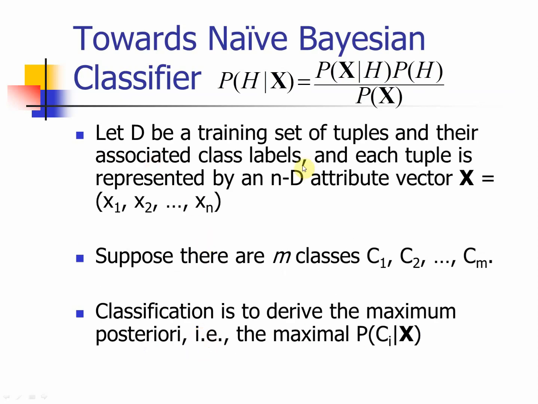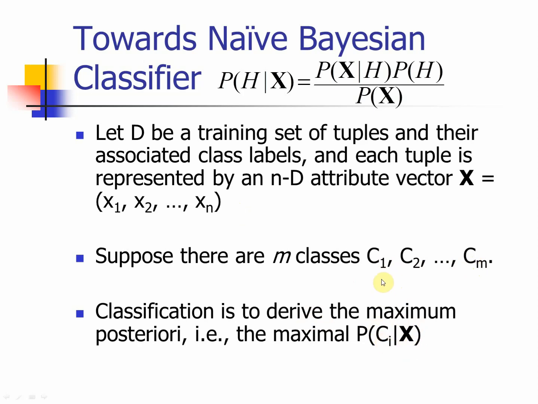So let D be the training data set of tuples and their associated class labels, and each tuple is represented with n attributes, which is what we see over here. You need to look at those one by one. Suppose there are m classes, so we have a number of labels that you need to make the prediction for. Then you need to calculate the probability under the value of X for each of the different labels.